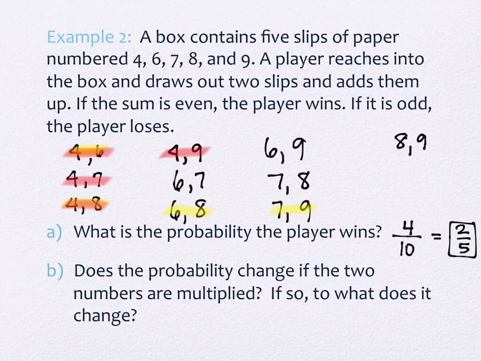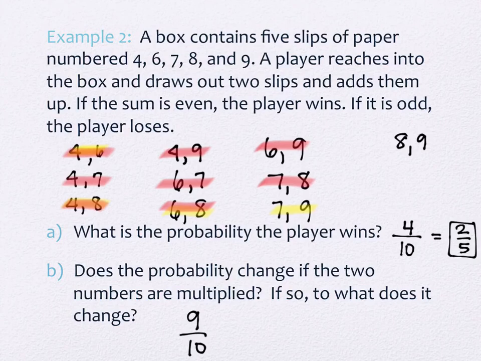4 and 9 is even because 4 is even. 6 and 7, even because 6 is even. 6 and 8, even. Everything except 7 and 9, right? So if I do multiplication instead, what is the likelihood I win the game? 9 out of 10.